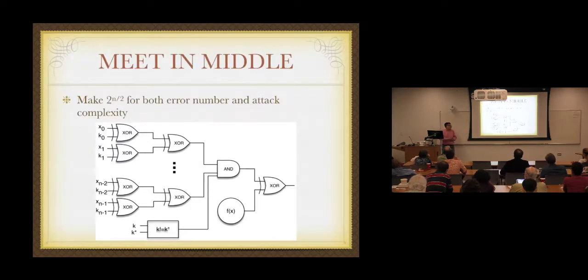So then this is kind of an instantiation. What we can do is make the error number and the attacker's number exactly the same, because one of them is 2 to the power of n divided by m, and the other is m. So you make them equal, then we can have a meet-in-the-middle design. So this is the design. The edge function is here, like this.